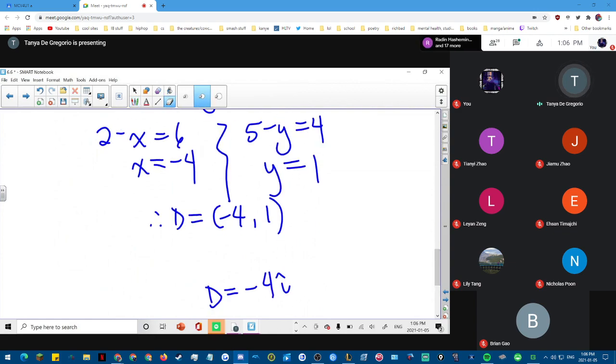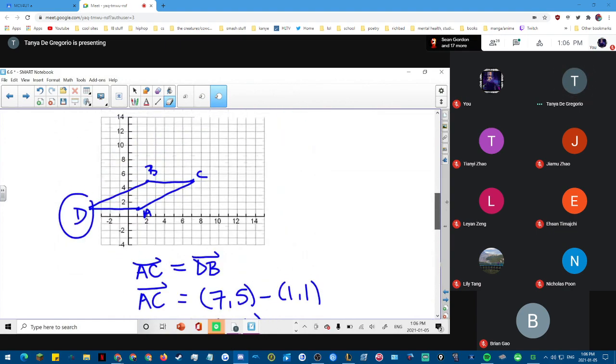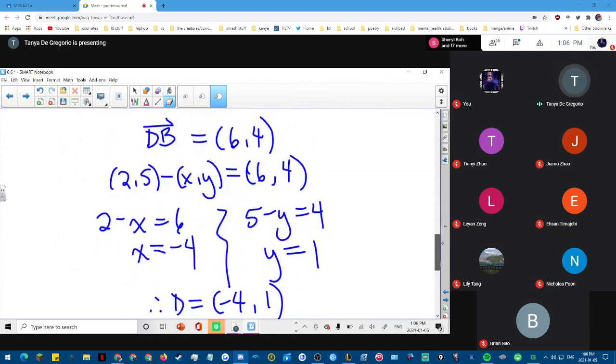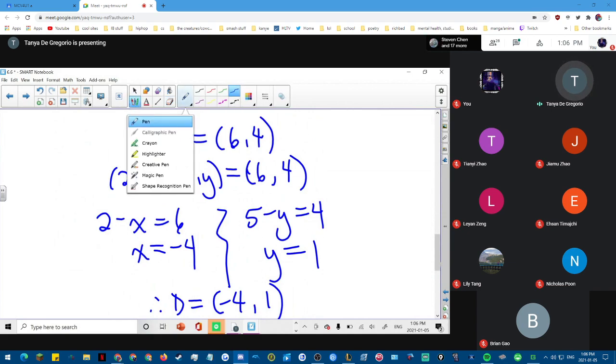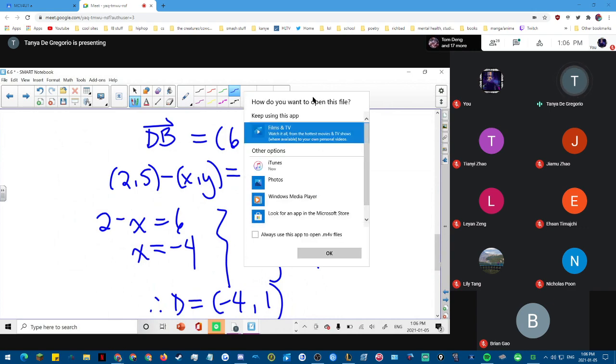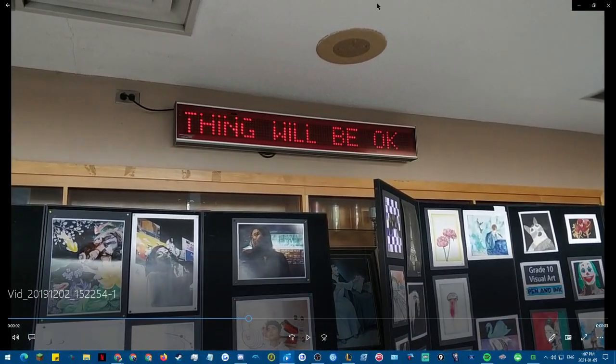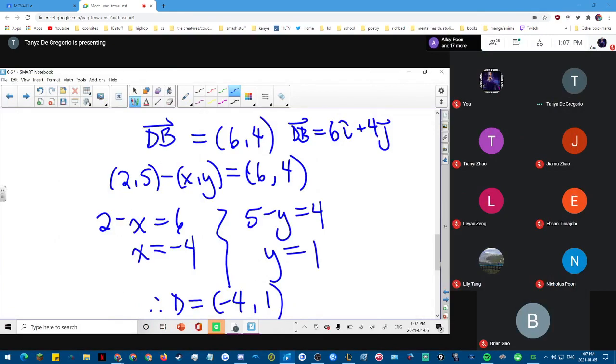What's the problem with the question I asked? Is D a vector? D is a point. So let me try that again. Let's write DB in standard basis form. That's a better question. If I had to write DB in standard basis form, it would be 6I plus 4J. That makes more sense. Cool? Good.